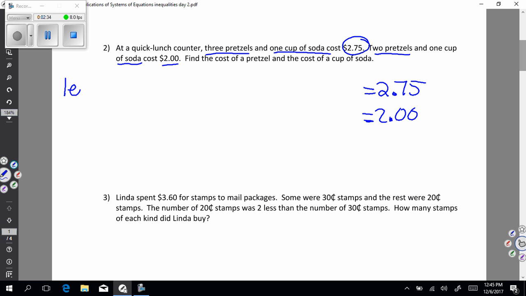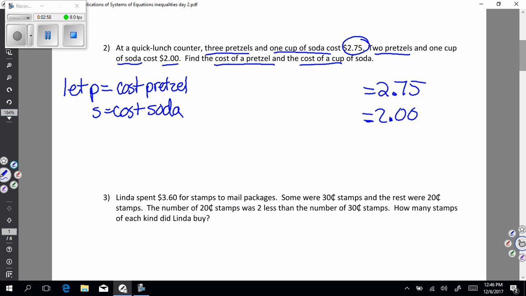I'm going to let P equal, I have to find the cost of a pretzel and the cost of soda. So P is the cost of a pretzel. And C, or how about S, is the cost of soda.